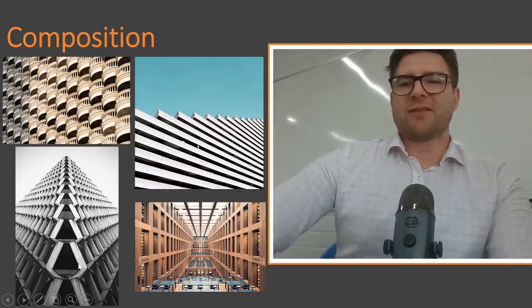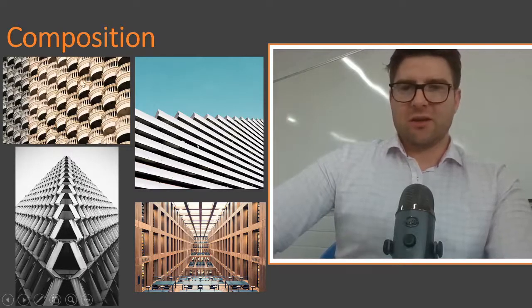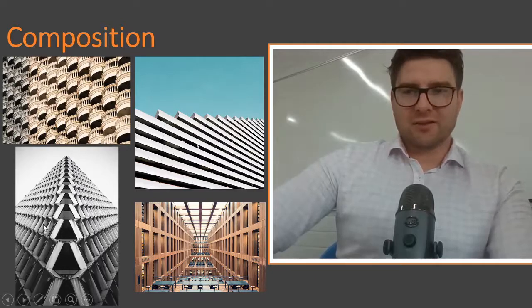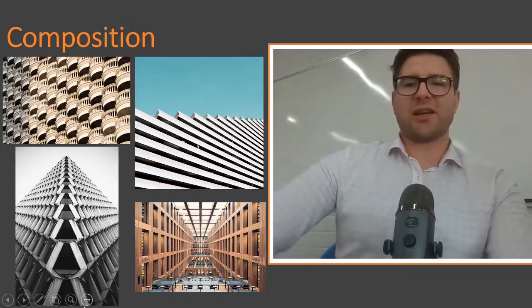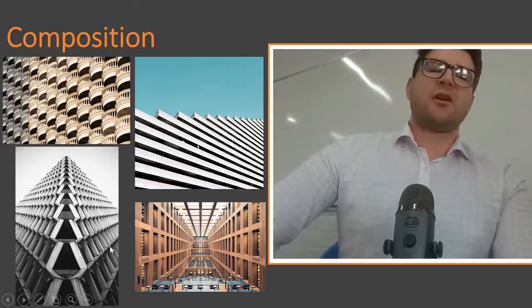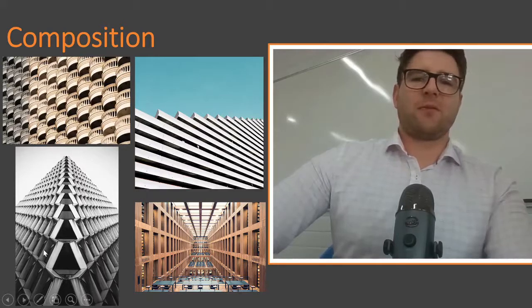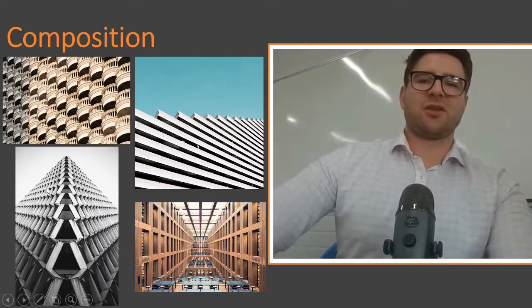So yeah, and then same here, we've got symmetry, we've got patterns, we've probably even got a tiny bit of leading lines going on as well. So even rule of thirds, the way that's positioned in that frame.